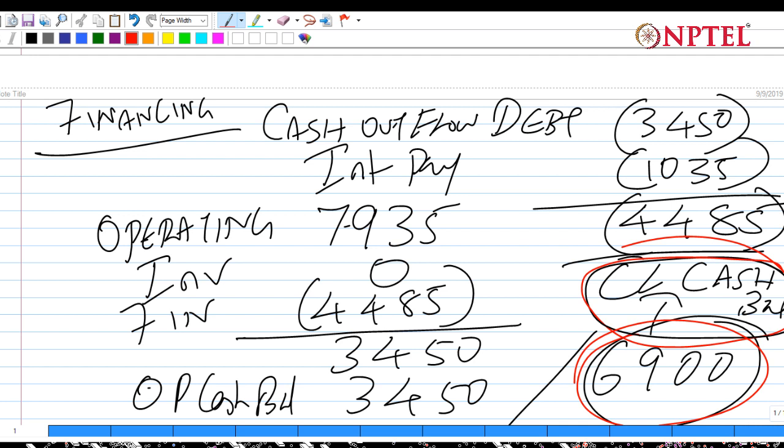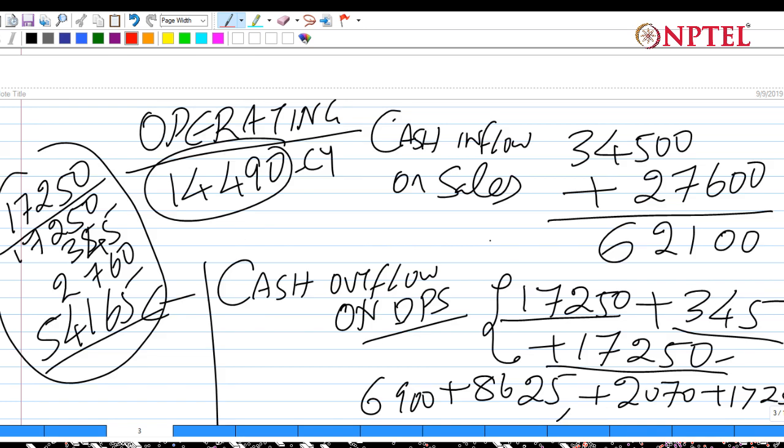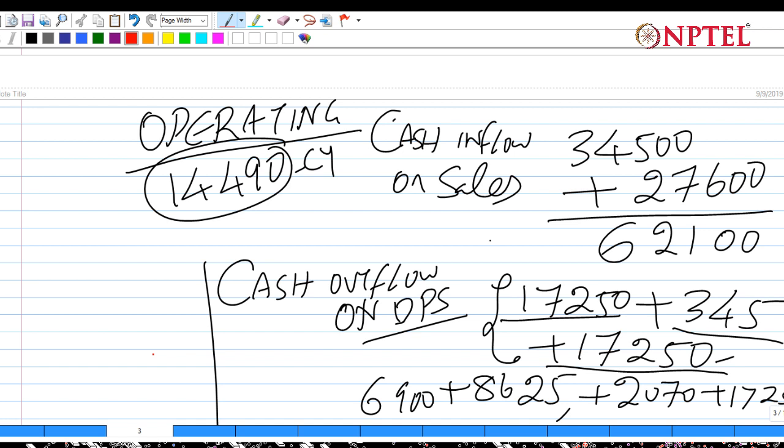Now, let me go back to the question you had asked me. Sir, why didn't we consider what happened to this 3,000, whatever was there in the accounts payable, etc.? No, go back. The amount that is given as 54,165 is after considering all that. Or else you can even total it. If you total it, how do you total? I will say 17,250 is what I have paid to vendors.